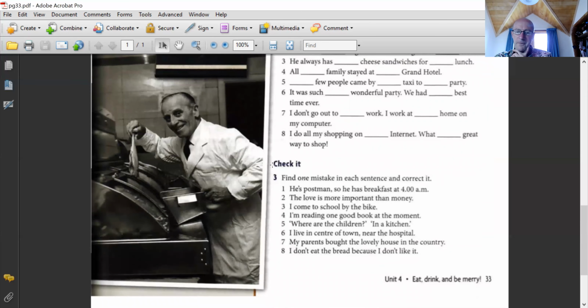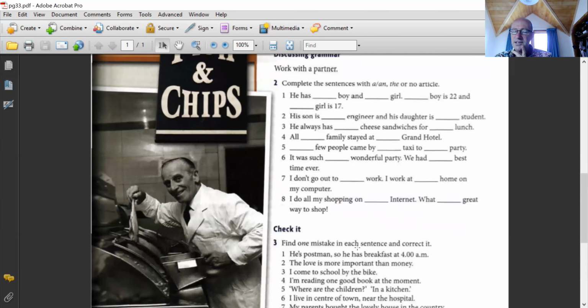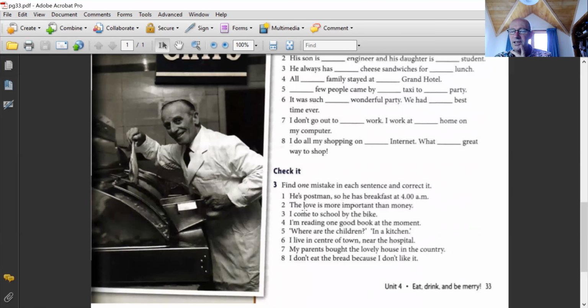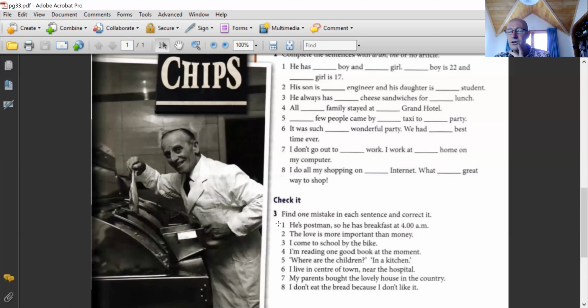The last part of the homework, check it, part 3. Find one mistake in each sentence and correct it. So let's have a look at number 1. He's postman, so he has breakfast at 4 a.m. There's something wrong with that sentence. Something is missing. We need an article. Somewhere in there we need a, an, or the. It's missing. Where do you think we're going to put it? He's postman, so he has breakfast at 4 a.m. Where do we put the article? A, an, the.